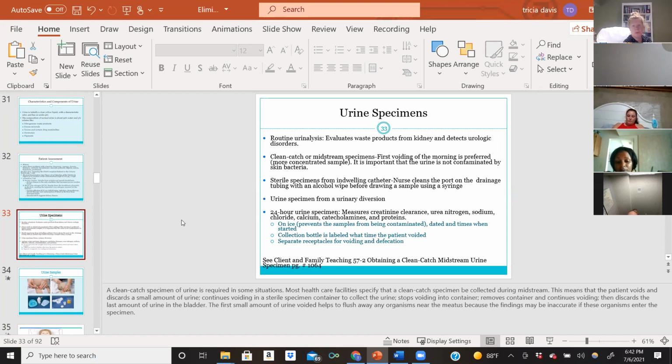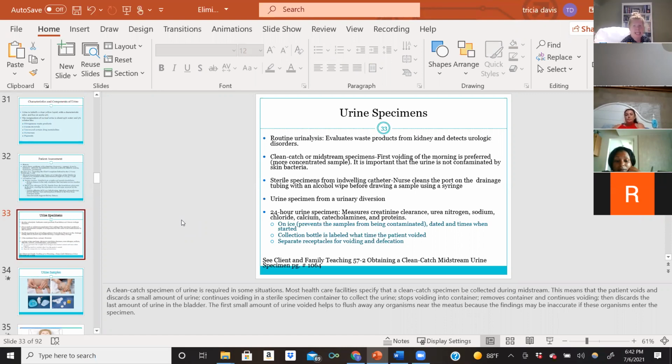So we can do what's called a routine urinalysis. This is going to evaluate the waste products that come from the kidney, and it can also detect a variety of different urologic disorders. Nothing special to do for that. They can just go and pee in a cup.